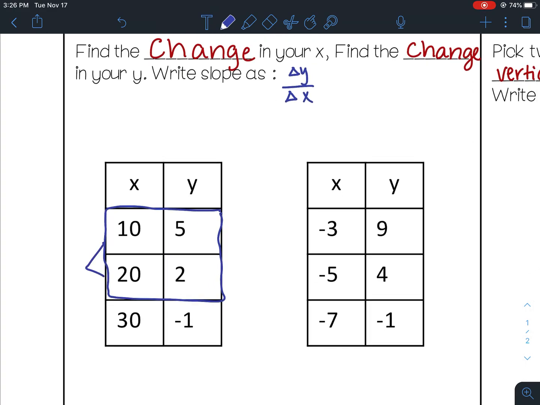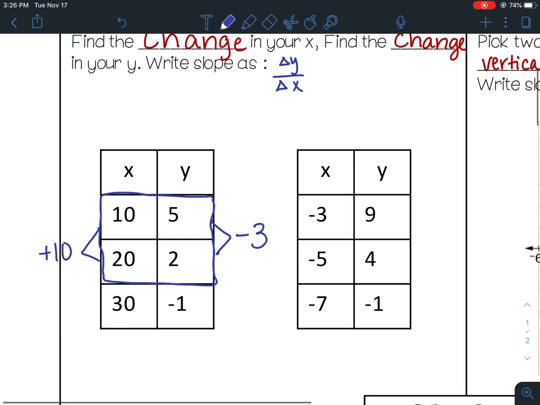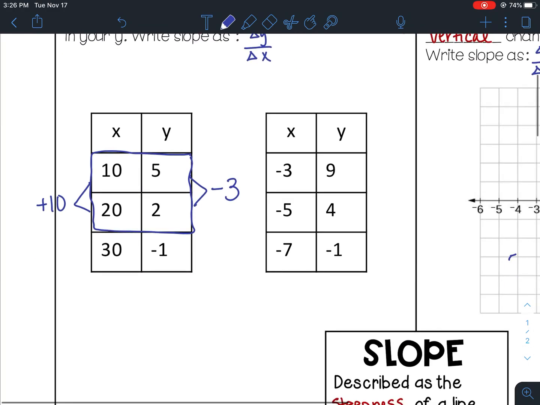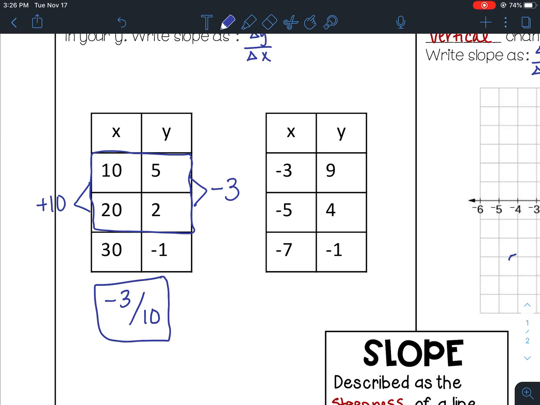Going from 10 to 20, I added 10. From 5 to 2, I minused 3. So I'm going to write it as the change in y. My change in y was negative 3 over my change in x, which was 10. Again, if you can, reduce your fraction.